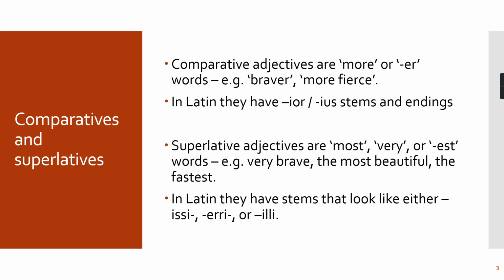What we also did yesterday was we had a bit of revision about what superlative adjectives are. So superlative adjectives are most, very, or est words. So they're very brave, the most beautiful, or the fastest are all examples of superlative adjectives. In Latin, superlative adjectives have stems that look like issi, eri, or illi. Okay, so for example, stultissimus is a good example of a Latin superlative that would mean very stupid. Much like me before I've had my coffee in the morning.